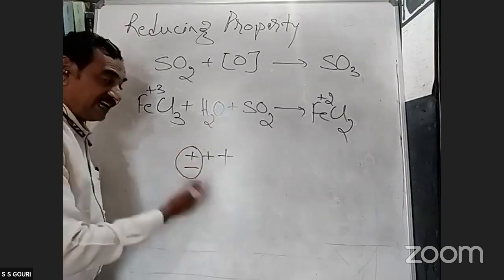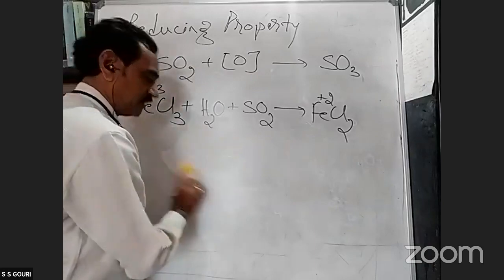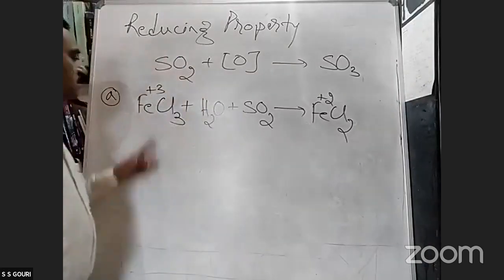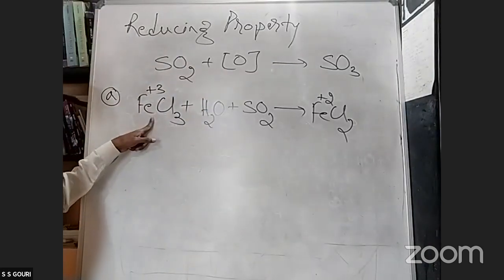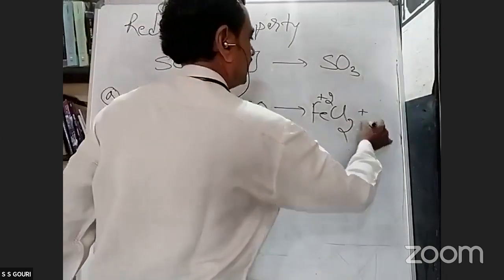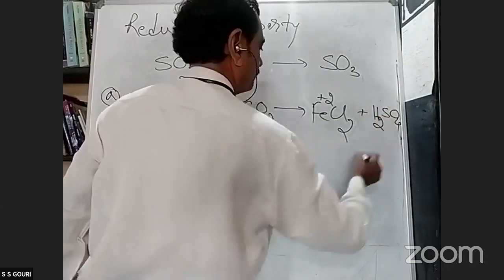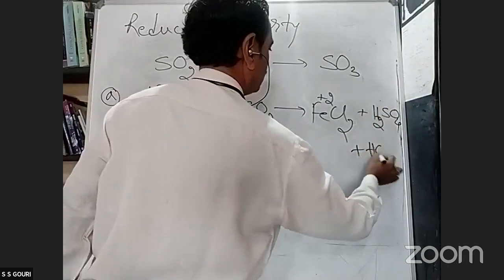And what is this gain of electron? Decrease in oxidation number is reduction. This undergoes reduction. And which one is the reducing agent here? SO2. And SO2 here in this reaction is converted into H2SO4. And you get HCl also.